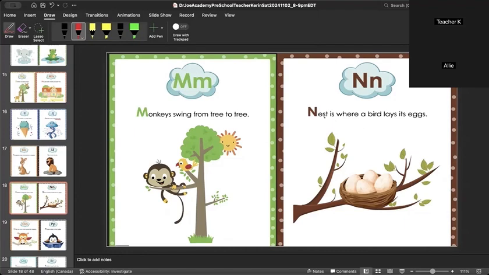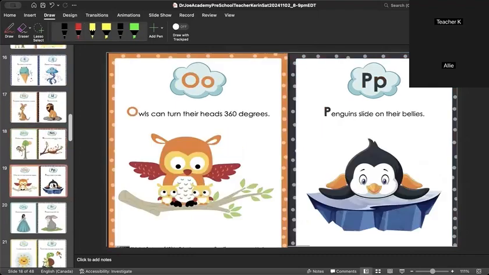And the next one is: a nest is where a bird lays its eggs. Nest is where a bird lay its eggs. Repeat that one more time. Nest is where a bird lays its eggs. Yes, and this is lays. Lays. Good job. Wonderful job. Next one, go on.